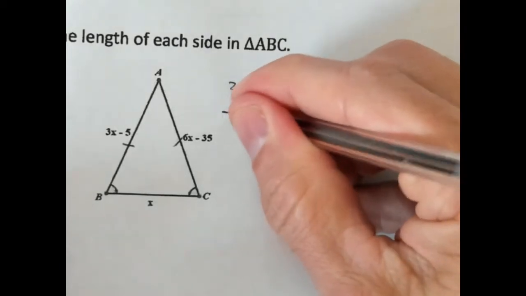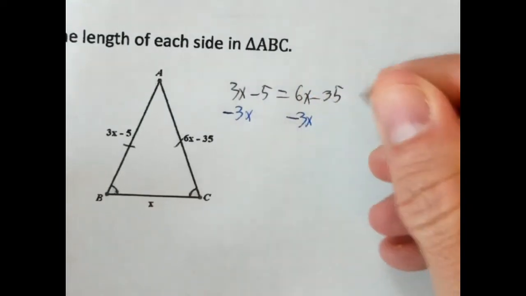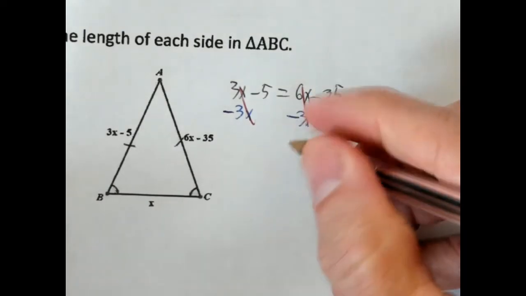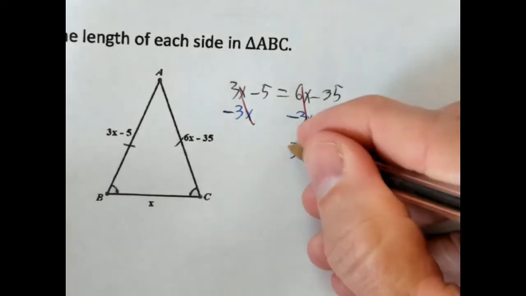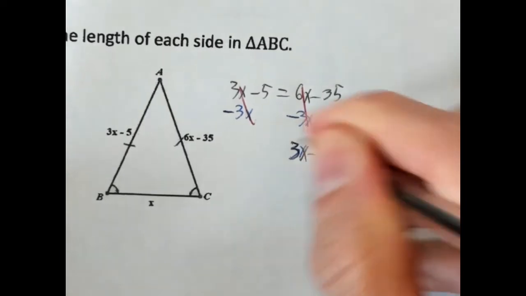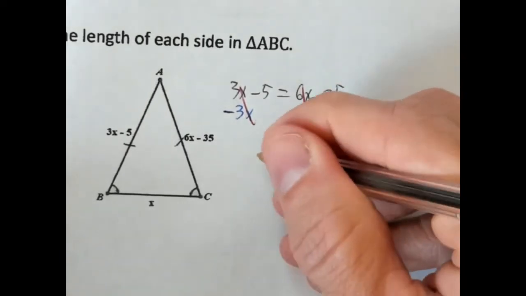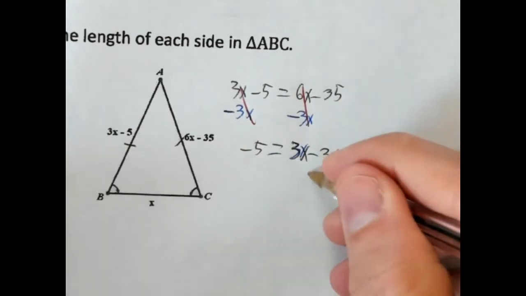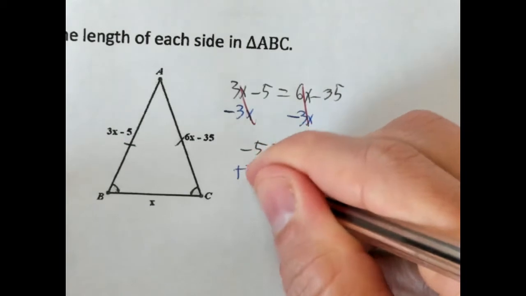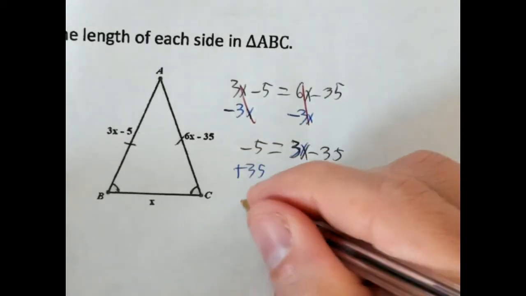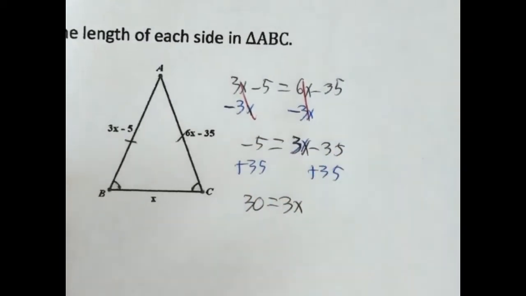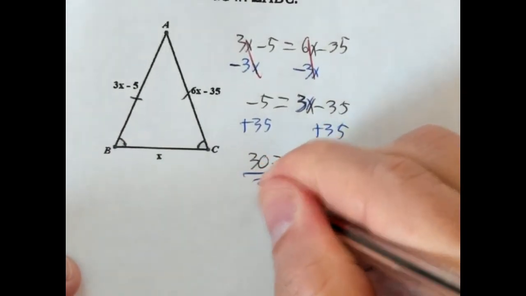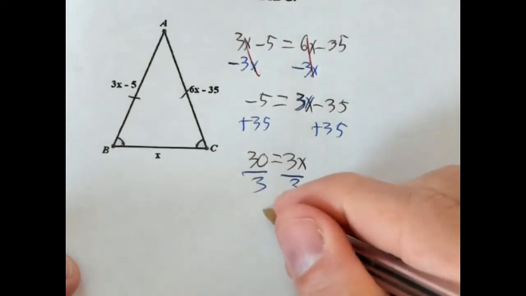So we're going to say minus 3x minus 3x. Cross those out. Oh, I shouldn't have crossed it out, but whatever. We have 3x. Use a different color. 3x minus 35 equals negative 5. We're going to add 35 to both sides. It means we're going to have 30 equals 3x. And then we're going to divide both sides by 3. And x will be equal to 10.